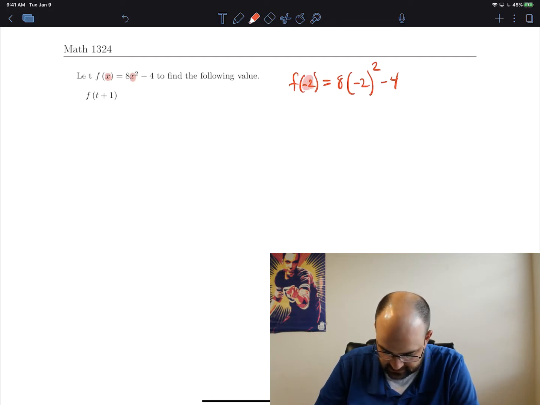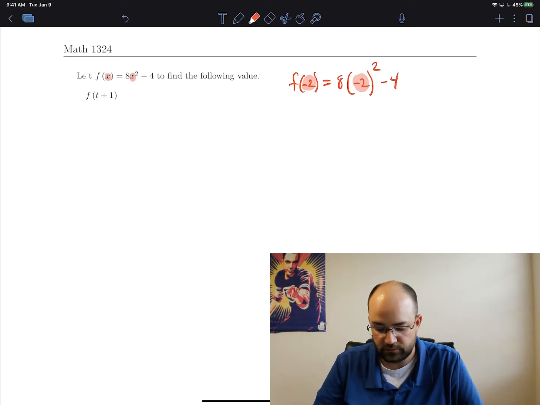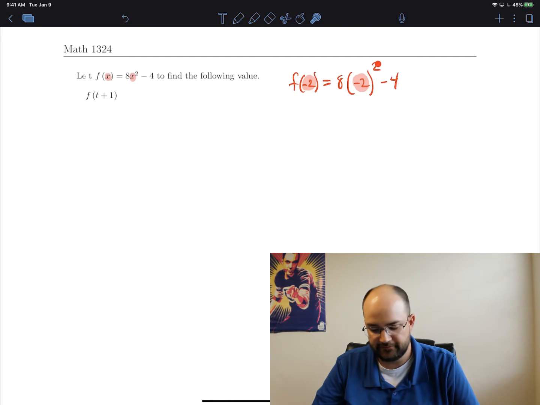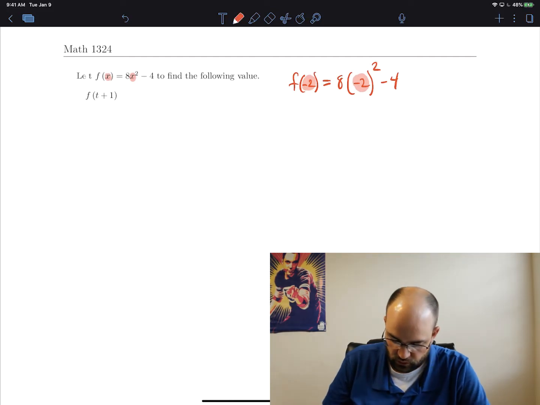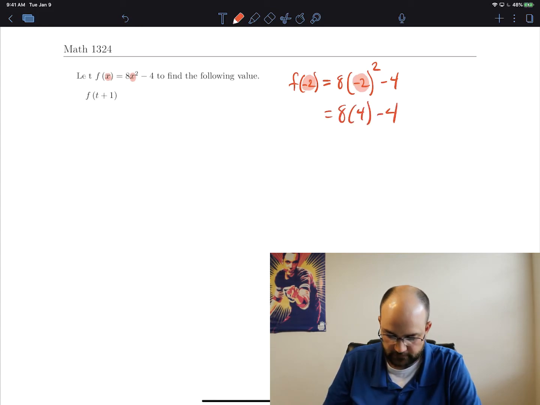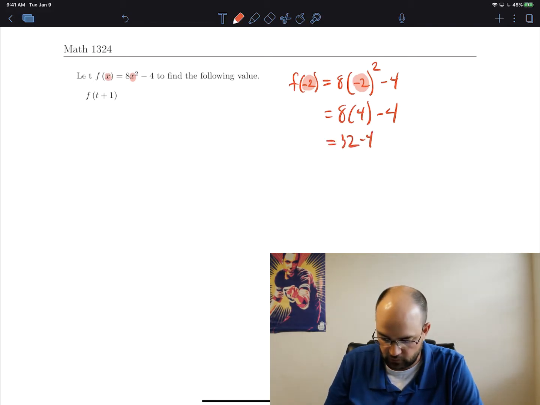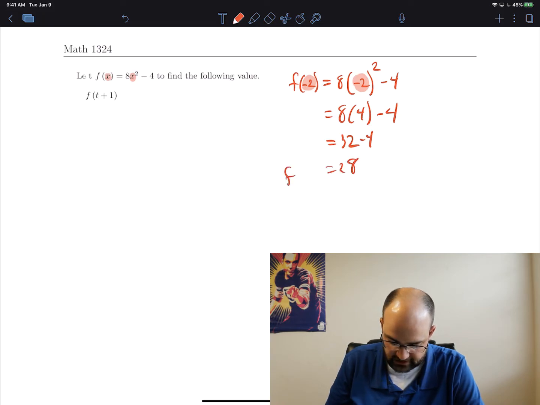Same thing as here. Whatever's here becomes here, and then you would just simplify to get what you need. Negative 2 squared first, because exponents happen first. Negative 2 squared means positive 4, which would mean 8 times positive 4 minus 4. Then we must do multiplication first, which would mean 32 minus 4, and 32 minus 4, of course, would give me 28. So that would mean that f of negative 2 is equal to 28.